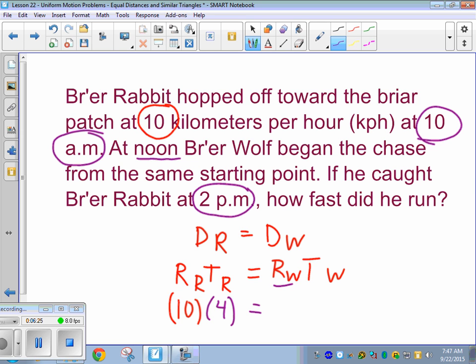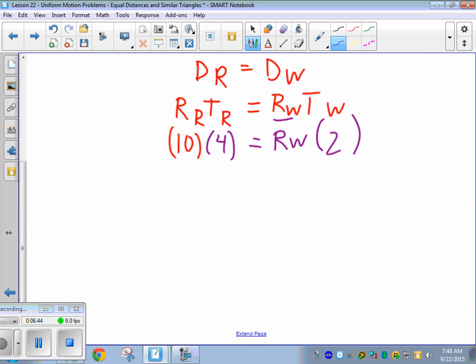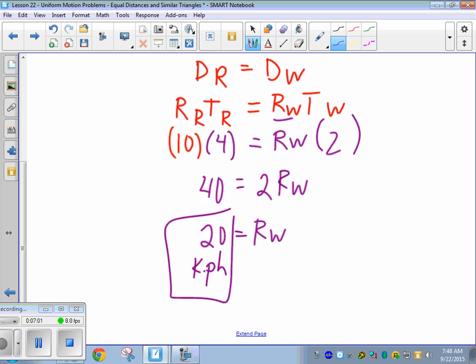We don't know the rate of the wolf. In fact, that's what it's asking for. How fast did the wolf run? So rate wolf. But we do know the time of the wolf, right? The wolf started at noon and caught him at 2. So what's the time of the wolf? 2. All right, and then we can solve. So this would be 40, and I like to put the 2 in the front, 2RW, divide both sides by 2 here. And the rate of the wolf is 20. We do need units. Is this one miles per hour? No, this one was kilometers per hour. Okay, so the wolf went 20 kilometers per hour.